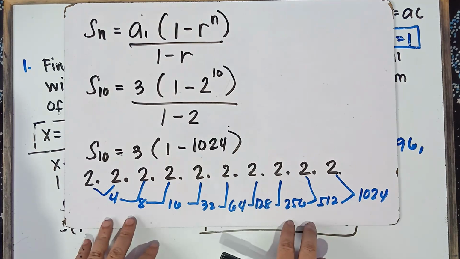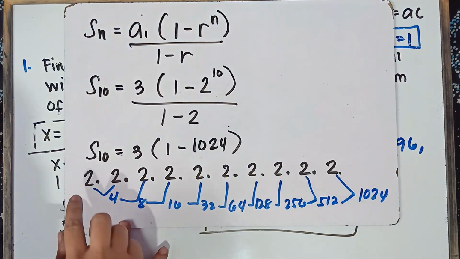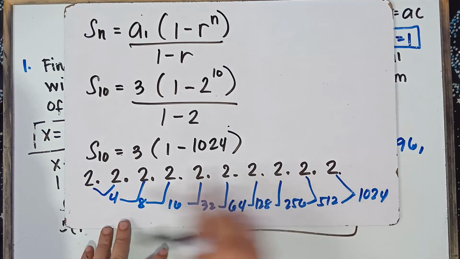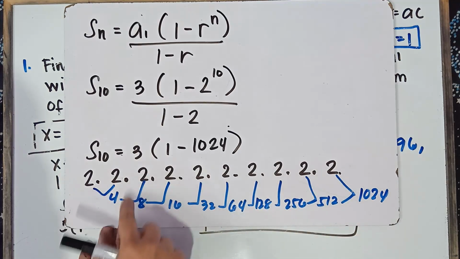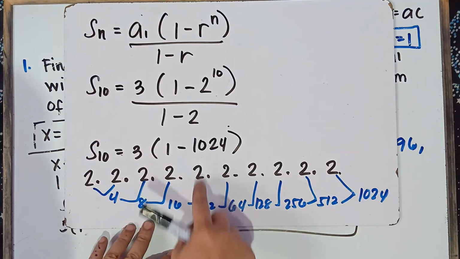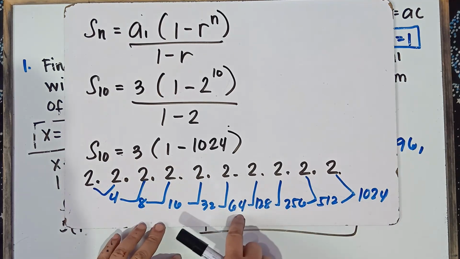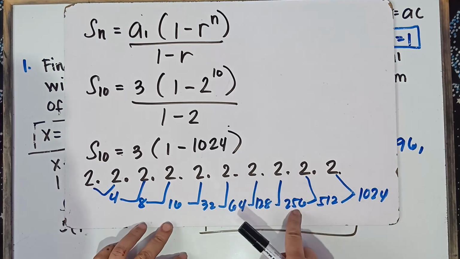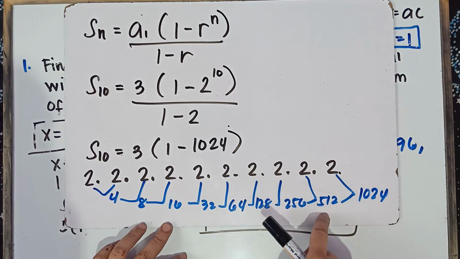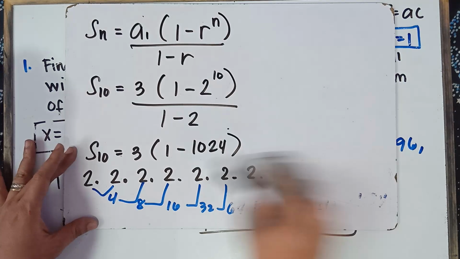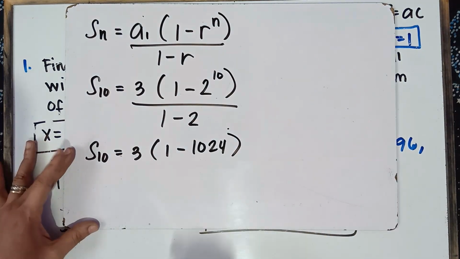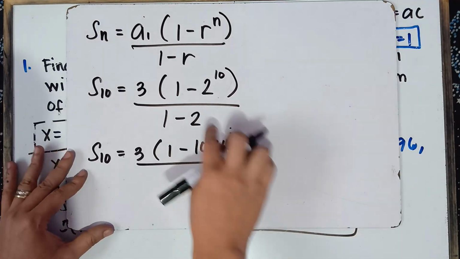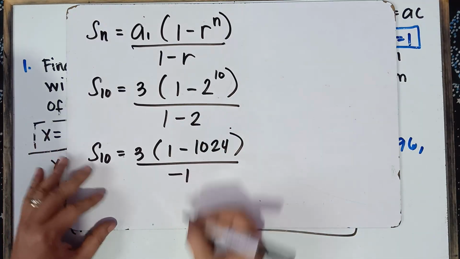I'll be erasing this one. Once again, class, 2 raised to the power of 10 means you multiply 2 by itself 10 times. So 2 times 2 is 4. 4 times 2 is 8. Times 2 is 16. Times 2 is 32. Times 2 is 64. Times 2, 128. Times 2, 256. Times 2, 512. Times 2, 1024. Alright, and this will be 1 minus 2. That would be negative 1.